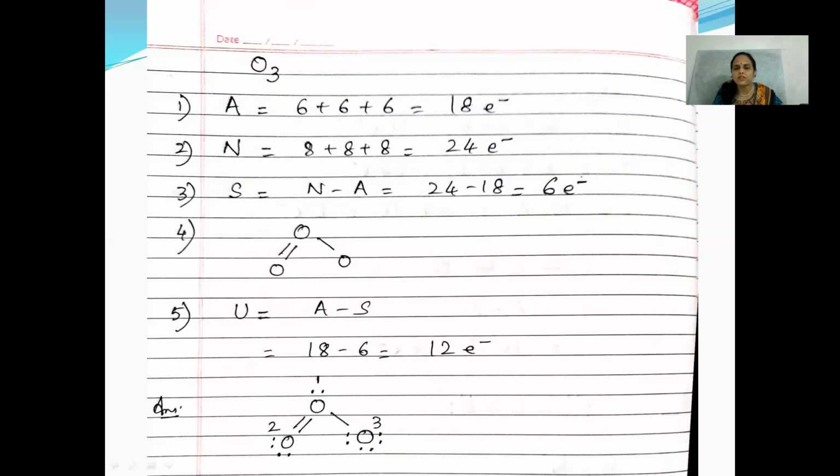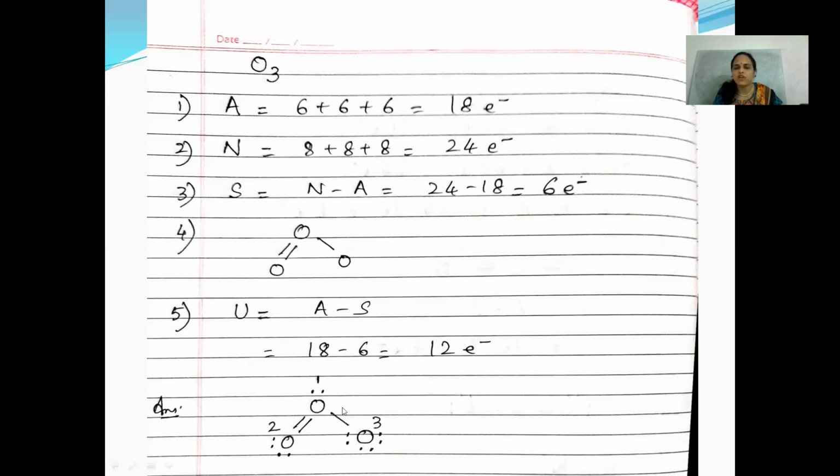It needs 6 non-bonding electrons more to complete its octet. So we put here 6 non-bonding electrons. And this is the structure of ozone, the Lewis representation of ozone. Now we'll calculate the formal charge on each oxygen atom.